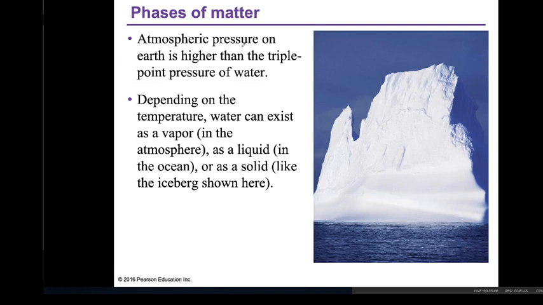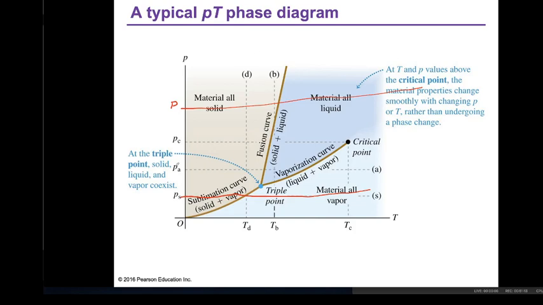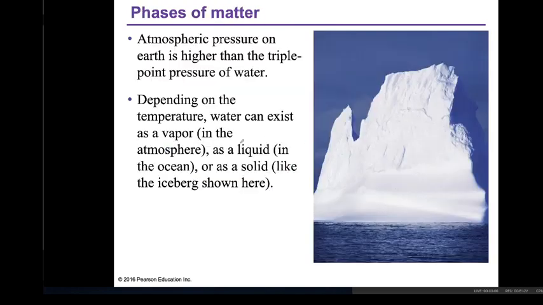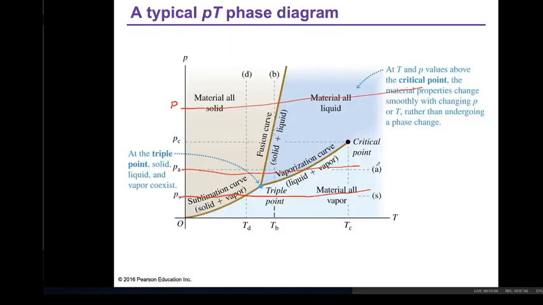Atmospheric pressure on Earth is higher than the triple point, which is shown somewhere here. So when the temperature varies, depending on the temperature, water can be in vapor or liquid or solid. For example, along this pressure here, you may have gas water, liquid water, and solid water.